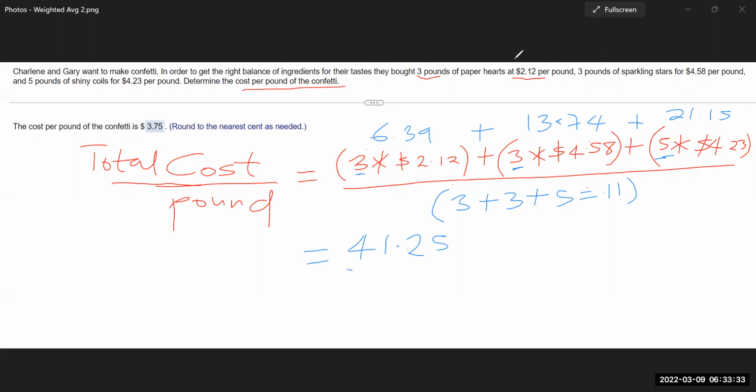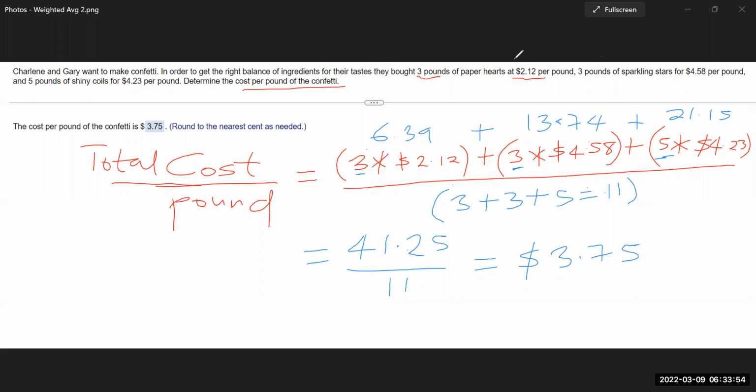Now divide that by 11. And what do you have? So this now will give you the cost per pound to be $3.75. Is that okay? So the cost per pound on the confetti is $3.75.